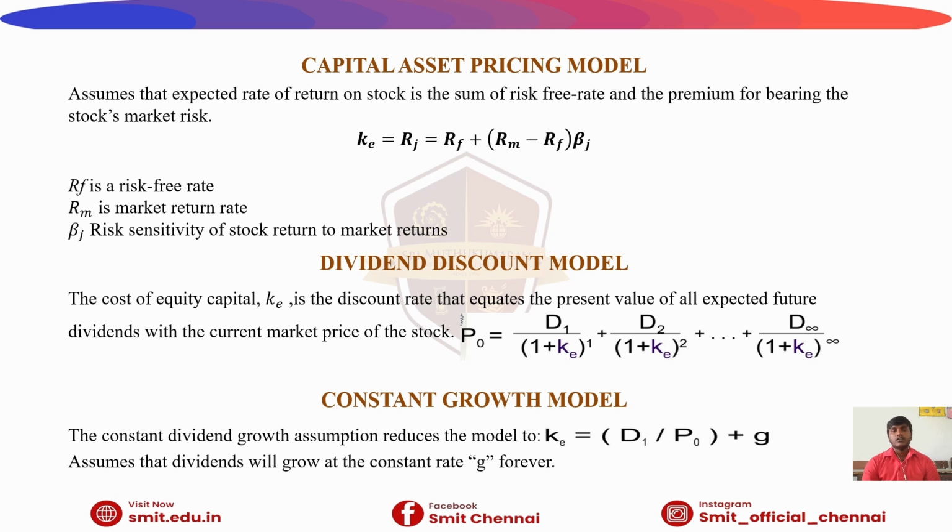Then the dividend discount model. It is also called the Gordon growth model. It calculates cost of equity based on expected dividend and growth rate. Formula for the dividend discount model is KE equals D1 divided by P0, plus G. D1 is the expected dividend per share next year. P0 is the current market price per share. G is the expected dividend growth rate.